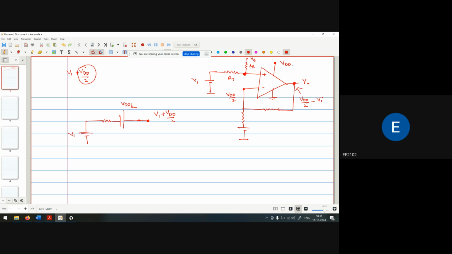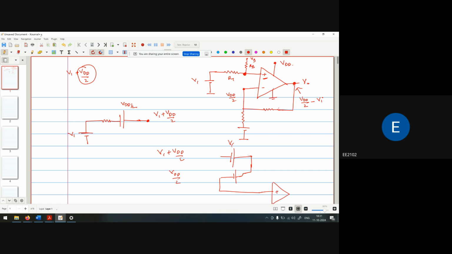But what is the problem with this case? We have to use two different batteries. One battery is V1, one battery is VDD by 2. Two batteries we require because at this terminal we require V1 plus VDD by 2, and at this terminal we are getting VDD by 2. So one battery is V1 and one battery is VDD by 2. Now add these two batteries and connect with the positive terminal.